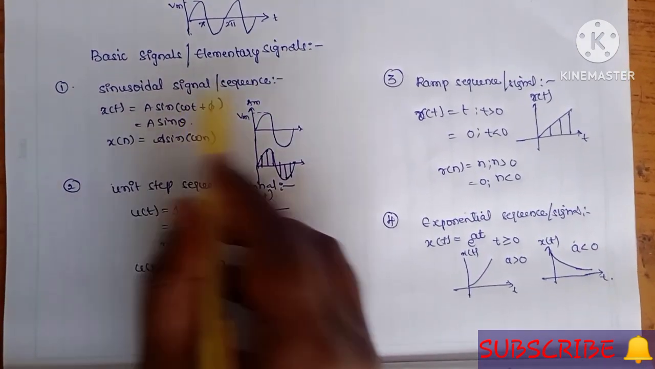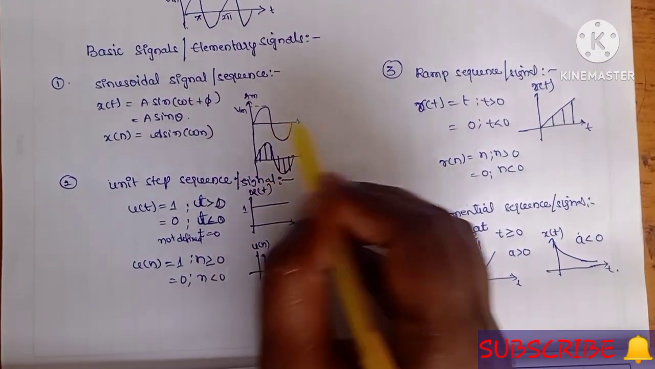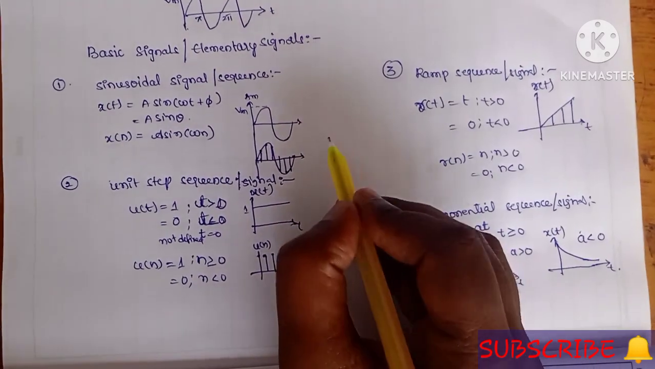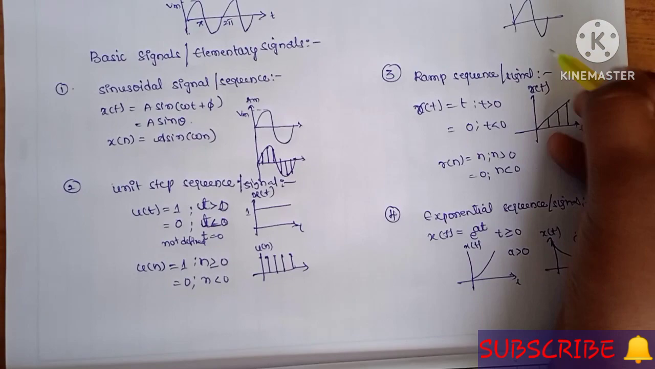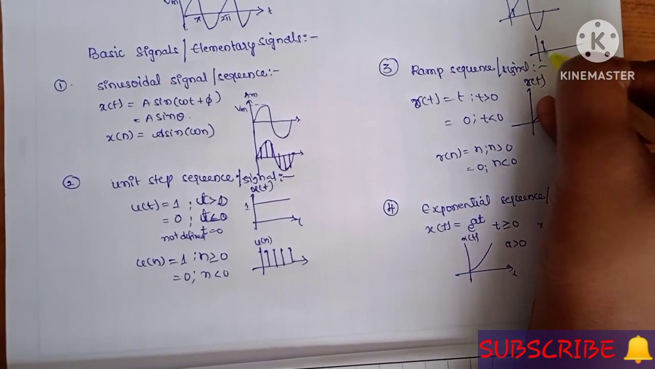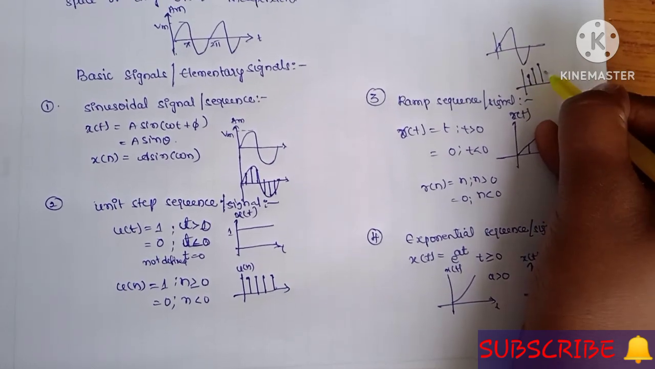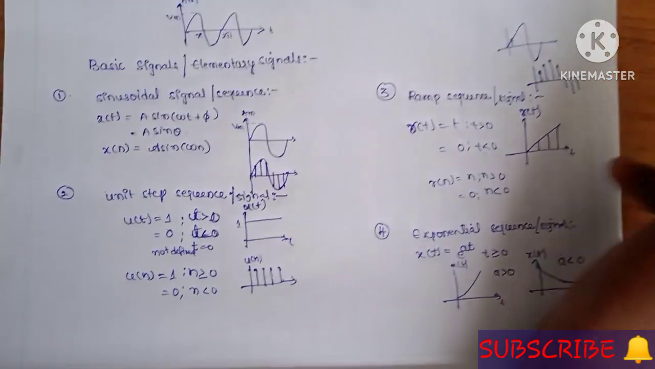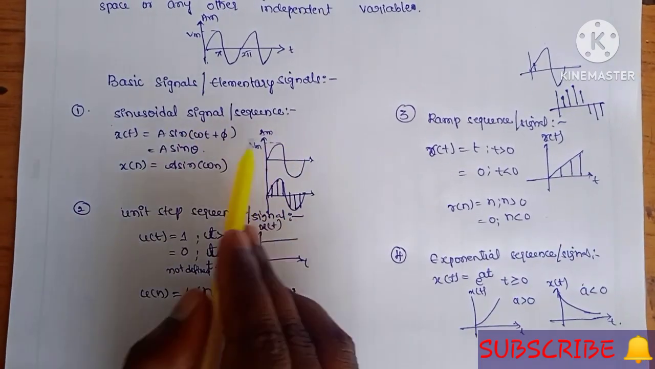Why did I say signal and sequence? If the signal varies continuously, that is continuous. If it is defined only at particular instants of time, and we take the samples, that is discrete. So we will discuss first the basic signal, sinusoidal signal or sequence.